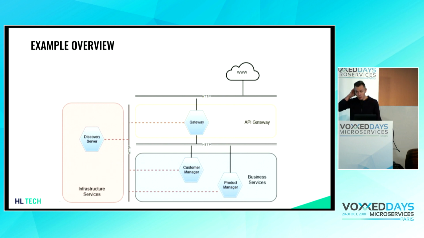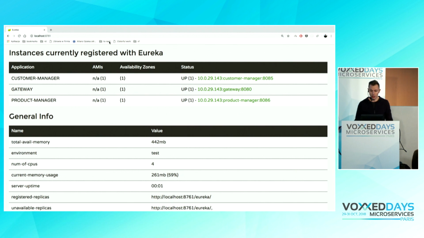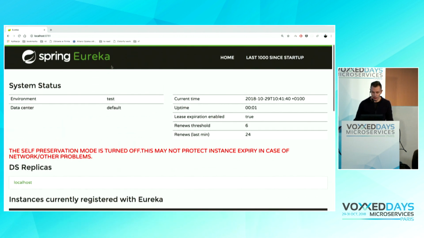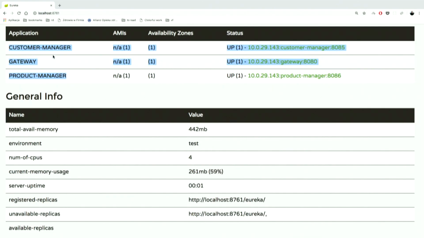I took the liberty of starting those applications just before the presentation. What you can see here is the Eureka dashboard. And as you can see, we have 3 applications that are successfully connected to Eureka: the customer manager, the gateway application, and the product manager. The customer manager is running on port 8085, the gateway on port 8080, and the product manager on port 8086. All applications are in the UP state. We have 1 instance of each. So you can see that they are working.